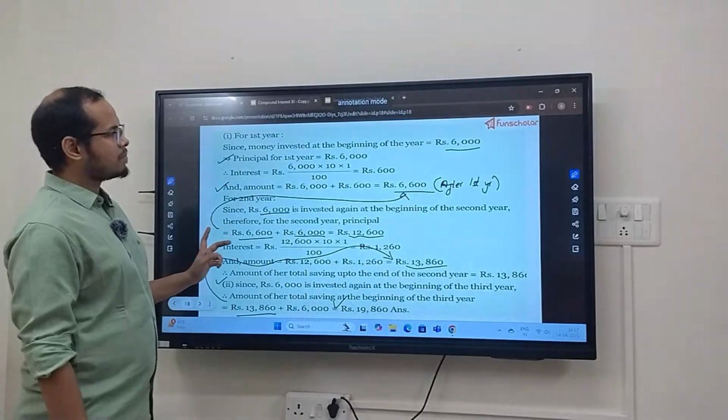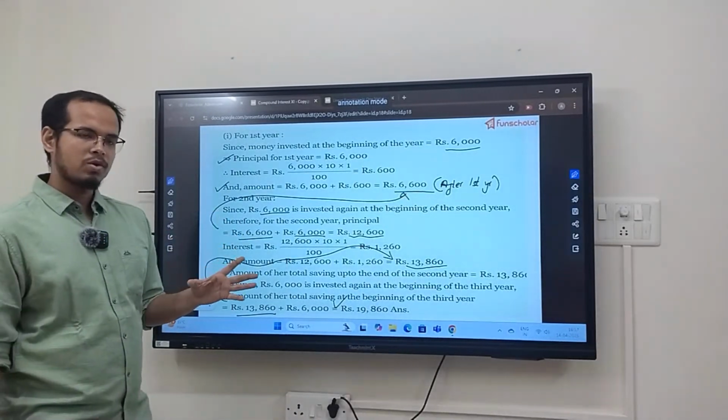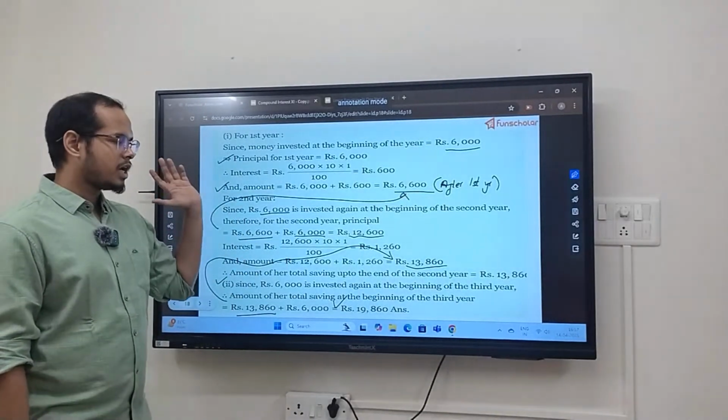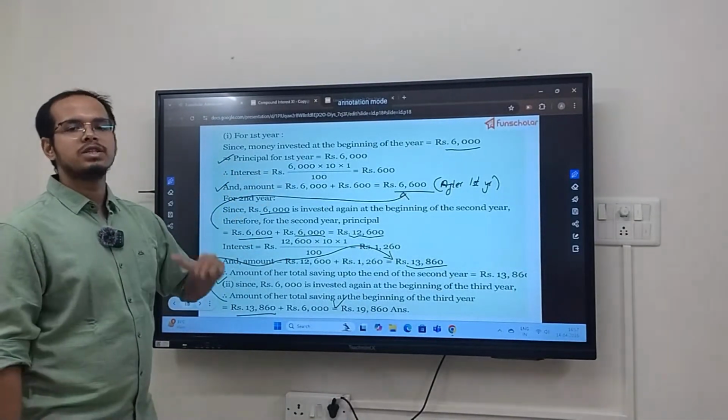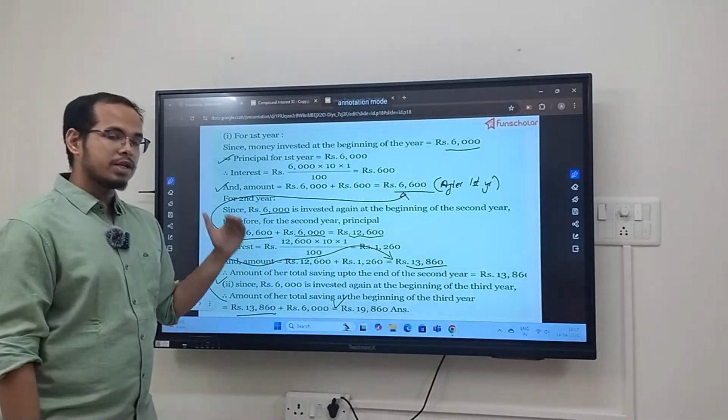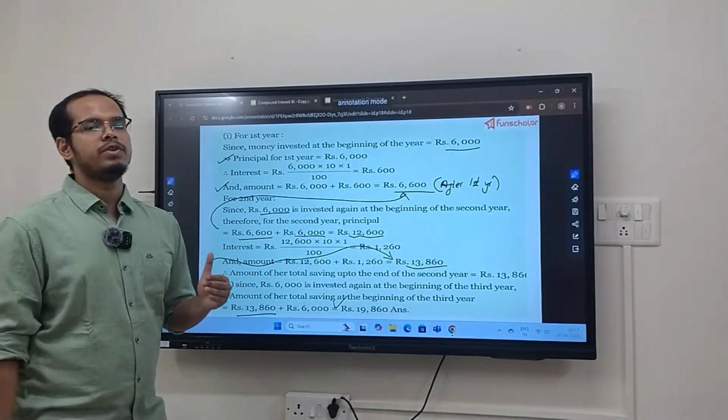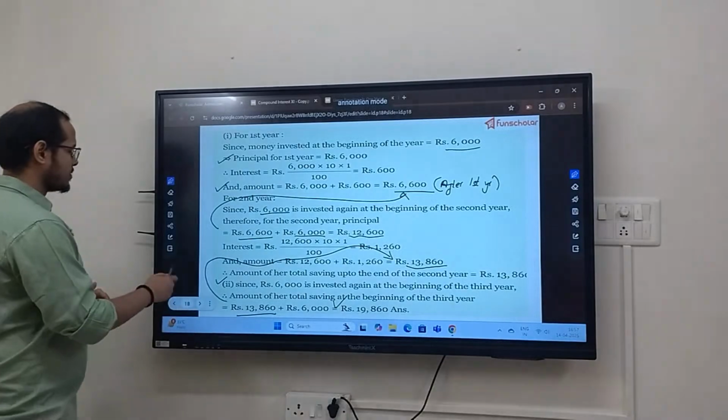So this sum is a really interesting sum. It gives us the idea of how to use compound interest in simple interest format to find the answer for each and every step of each and every year.